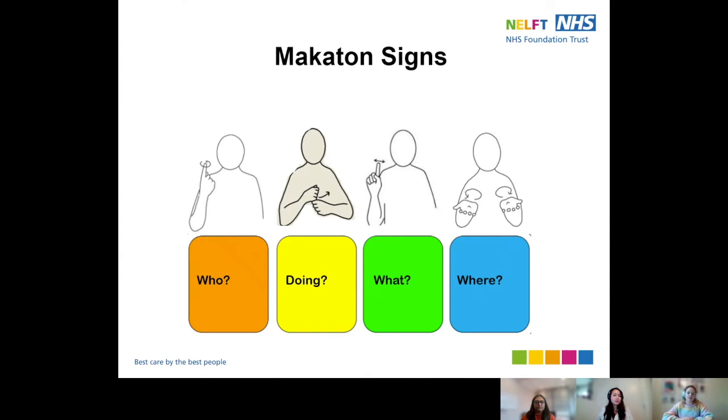And just to give you some more information on those Makaton signs that we just discussed. So they're really simple and easy. We have who, bringing our finger round a little circle, doing, knocking our hands together, what, and our fingers going side to side, and where.